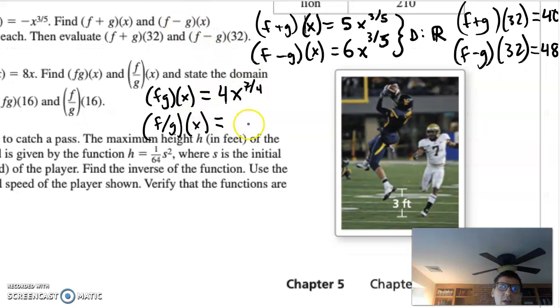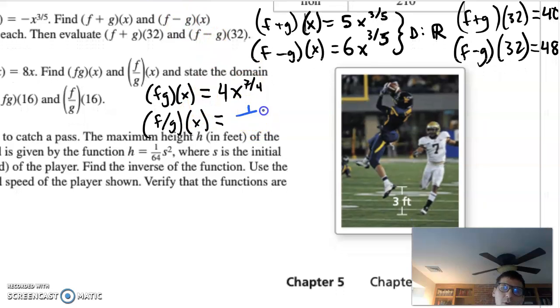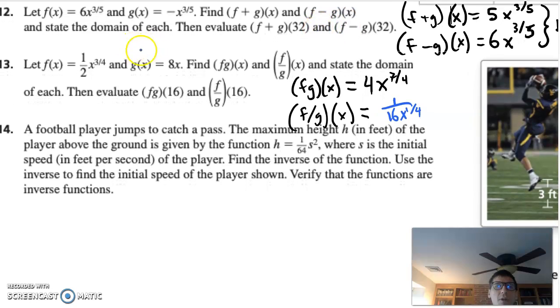Okay, so we have 1 over 16x to the 1/4. So right away we can see here, well, this has a 4th root there, right? So the domain is only x is greater than or equal to 0. This has a domain of all real numbers. So what do they have in common? Well, just x is greater than or equal to 0. Remember though, for the quotient, we need to consider where, well, this one, you can see it actually has an x still in the denominator.